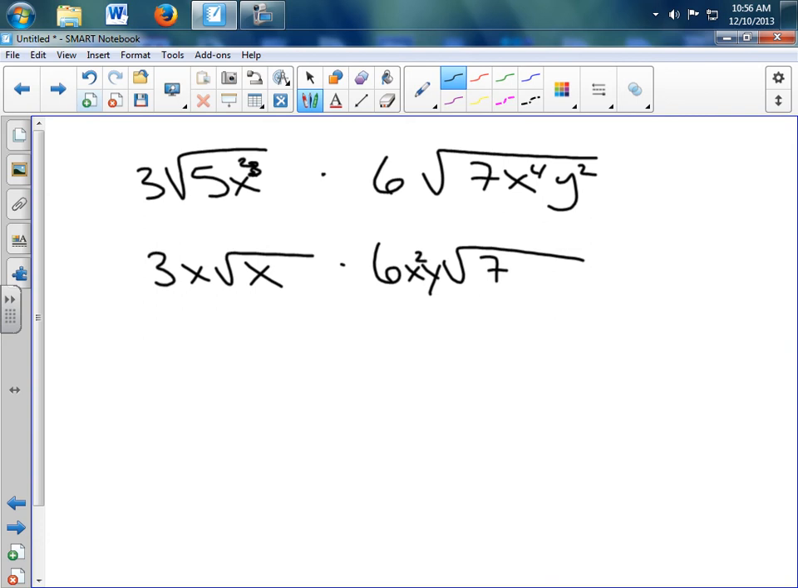And now we multiply our corresponding parts. So we multiply 3x times 6x squared y, we're going to have 18x cubed y. And we're going to take x times 7 and get 7x. Think you got it?